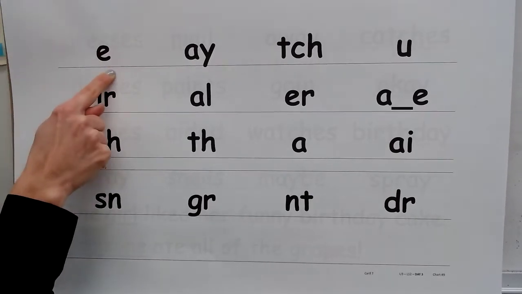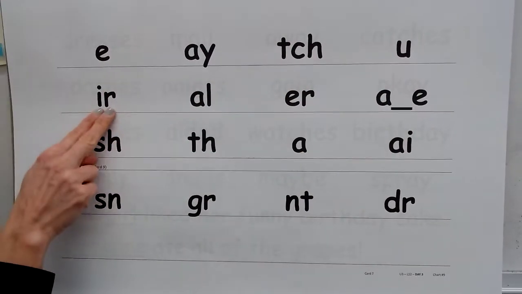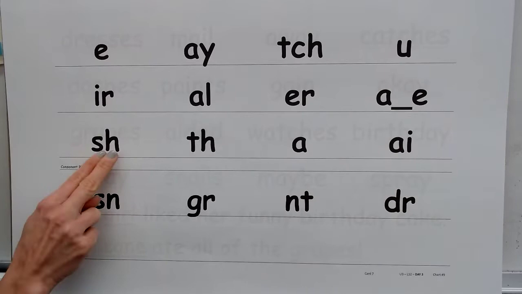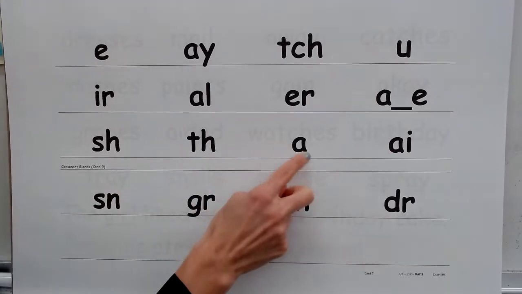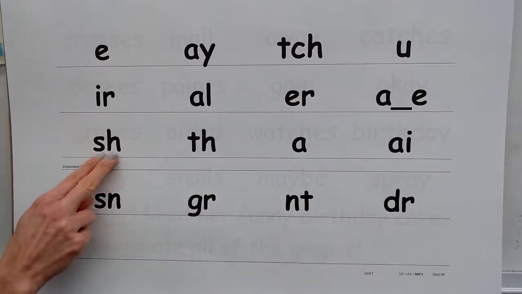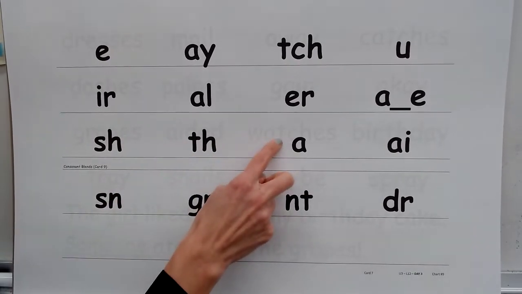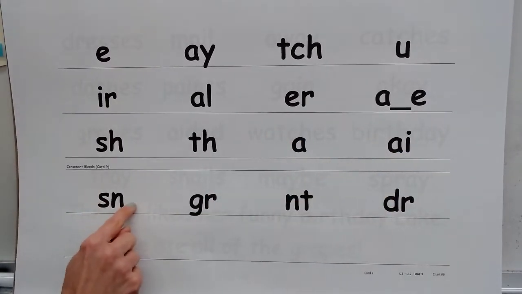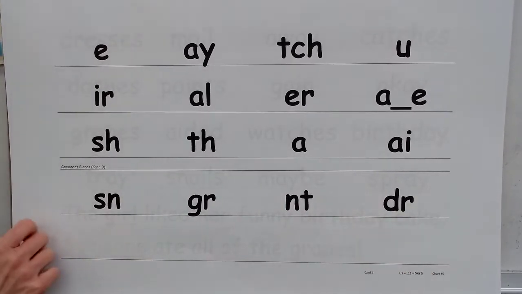Get ready. Sound. A. Sound. Ch. Sound. All. Sound. A. Sound. Sh. Let's go back. This sound is A. What sound? A. Sound. Sh. Sound. Yes, A. Sound. S. Sound. Er. Sound. Excellent work.